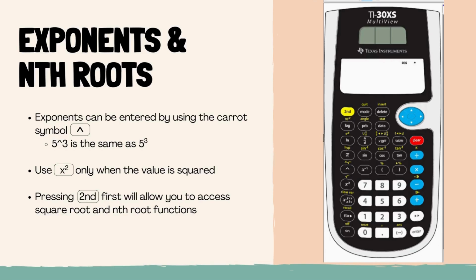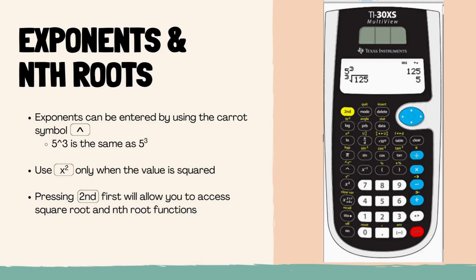So exponents can be entered by using the caret symbol, this little guy here. If I did 5 to the power of 3, this is equivalent to saying 5 cubed, so this is 5 times 5 times 5. And if I wanted to do the inverse of this, so if I wanted to do the nth root, then I can do 3, second button, then I'm pressing the caret symbol, and then 125. And that'll give me 5.